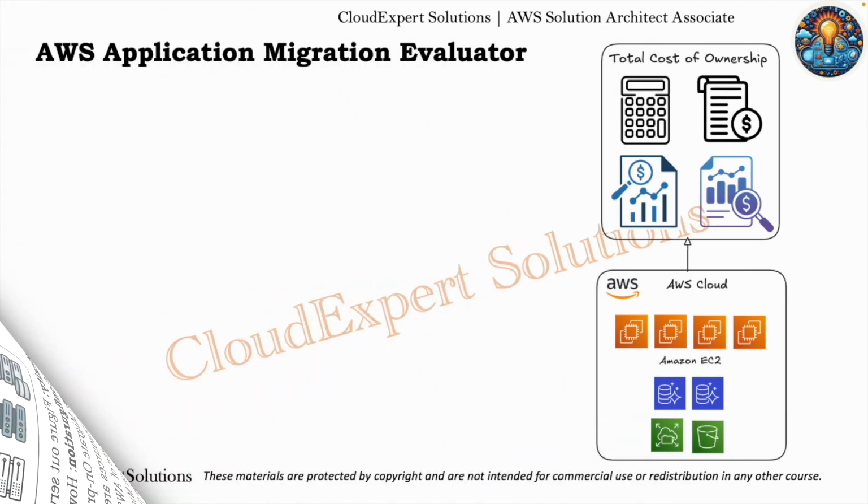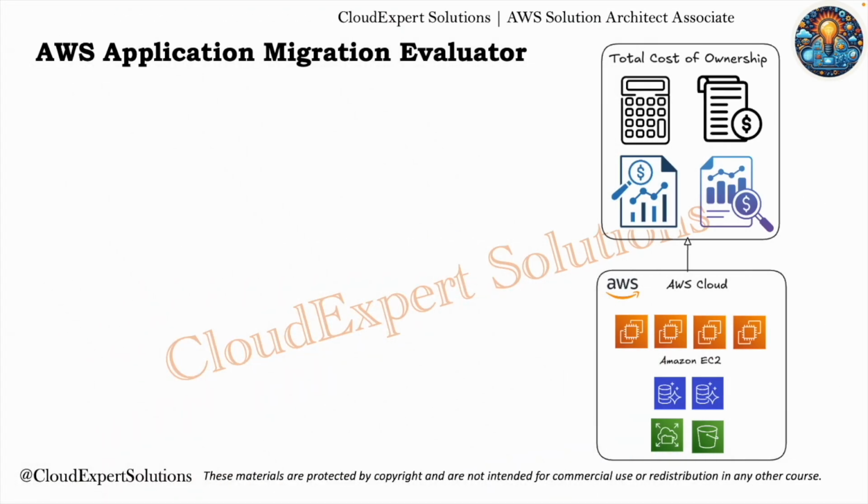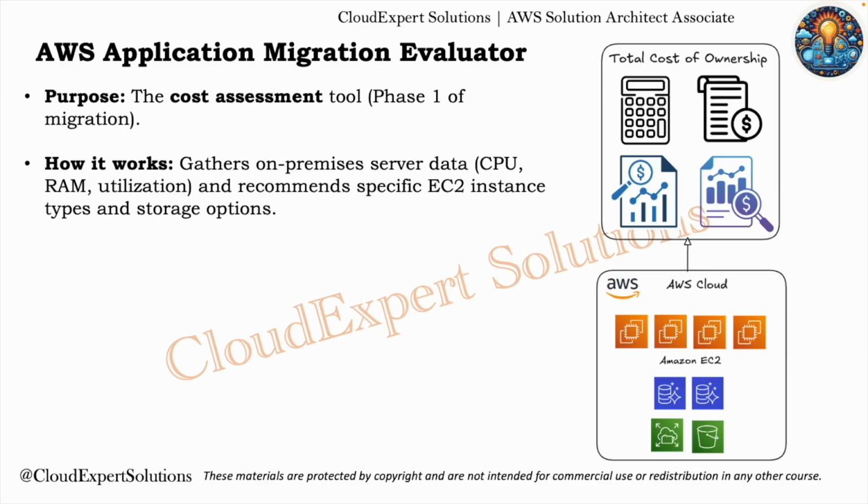Now let's start at step 1, the very beginning, with the evaluator, which is AWS Application Migration Evaluator. This is the cost assessment tool and you will run this before you even start planning the technical migration. It automatically gathers information about your on-premise servers, that is CPU, RAM, storage, and all other utilizations, and then it gives you a data-driven business case for migrating the application to AWS.